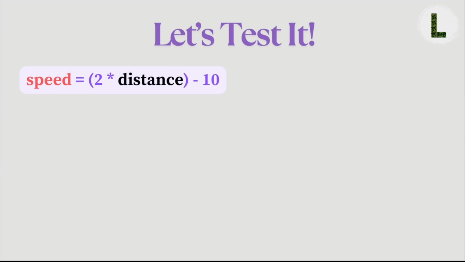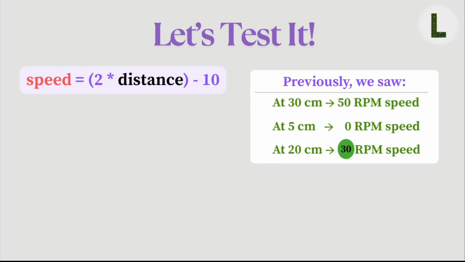Now let's test it out. We have our final equation, and we previously determined 3 different distances and the corresponding speeds from the graph. Let's see if the resulting speed from our equation matches up with what we had previously calculated.